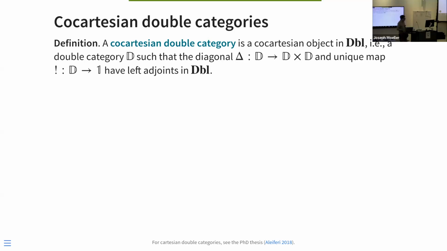So one advantage to having this is that we can formulate in a clean and conceptual way a notion of a co-Cartesian double category. In this talk, co-Cartesian will always mean has finite coproducts. You've probably seen that a category with finite coproducts is the same thing as one where you have left adjoints to the diagonal map and to the deletion map. And we can run this same definition in the two category of double categories and say that a co-Cartesian double category is one such that the diagonal double functor and the deletion double functor have left adjoints in this two category.